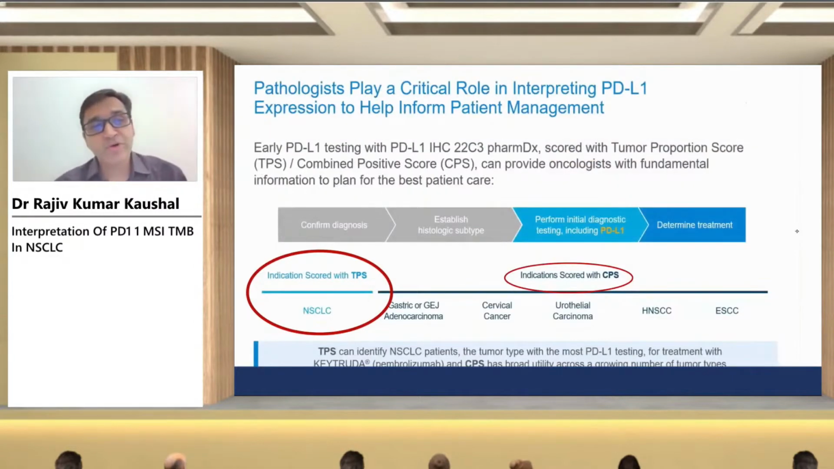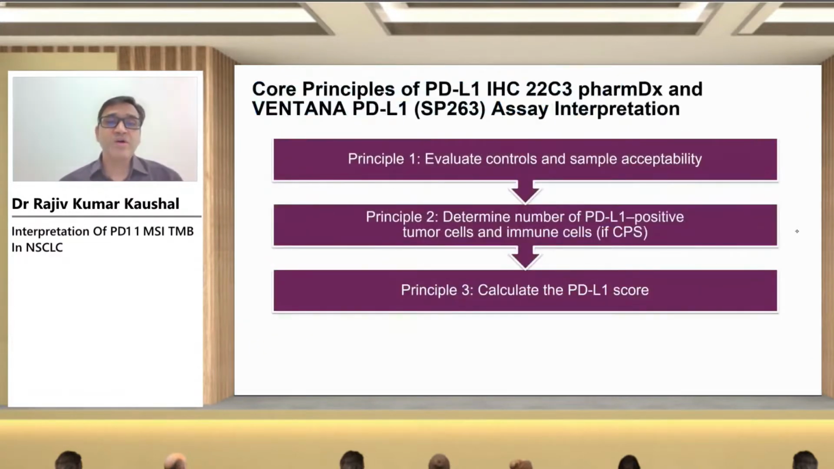That was about which antibodies to use. 22C3 and SP263 are the commonly used antibodies. Now coming to the scoring, in non-small cell lung carcinoma, the TPS is still used. And how do you do the interpretation?